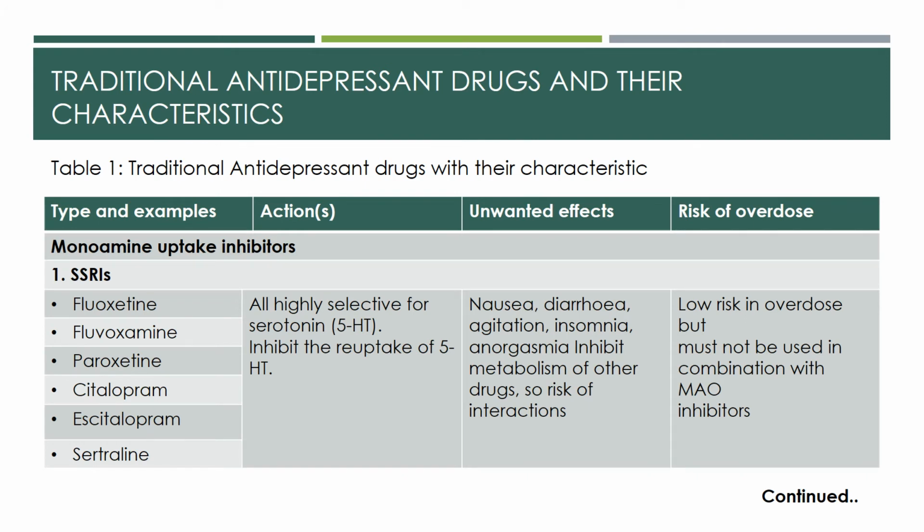Traditional antidepressant drugs and their characteristics. Type and examples, action, unwanted effects, and the risk of overdose. Number first is monoamine uptake inhibitors, which include the SSRIs. SSRIs include the following: fluoxetine, fluvoxamine, paroxetine, citalopram, escitalopram, and sertraline. The action is that all are highly selective for serotonin 5-HT and inhibit the reuptake of 5-HT.